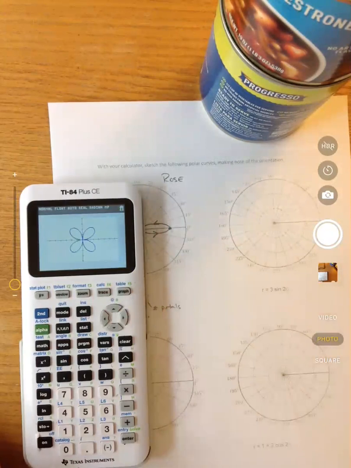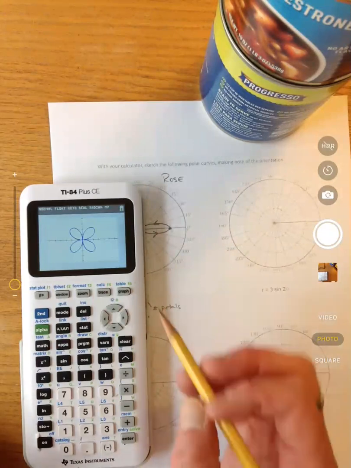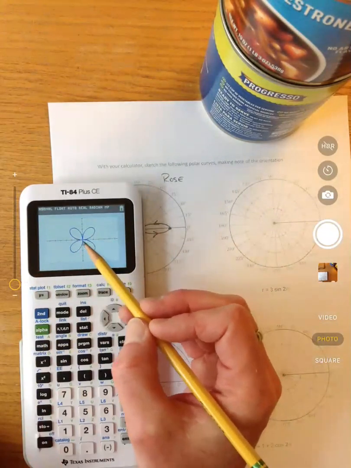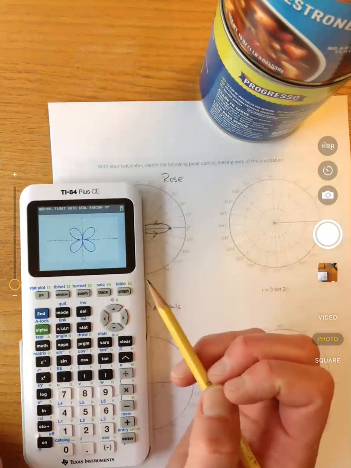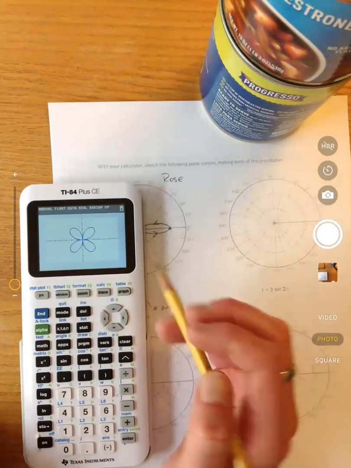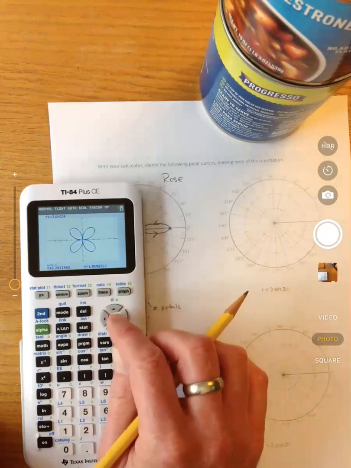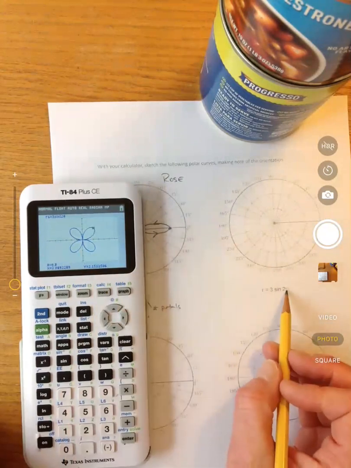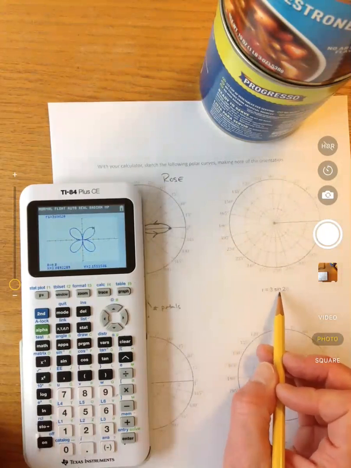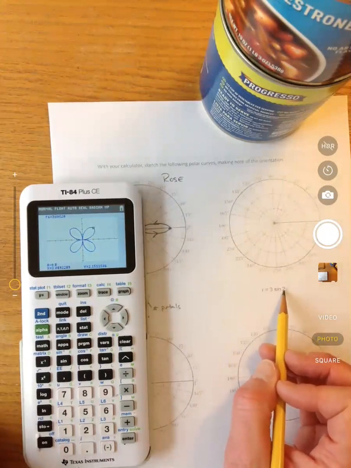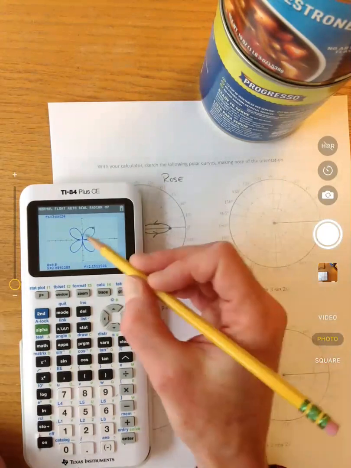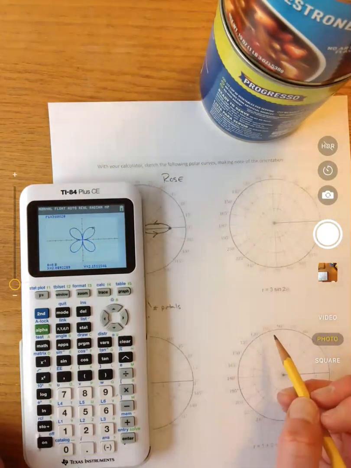Well, look at that. It's hard to tell, but you can see that this is going to be a length of 3. It's obviously longer than 2, and we could look at some of the coordinates and calculate some of those. In fact, if I hit trace, I would just have to put in probably 45 degrees into here. 45 times 2 is 90, sorry. Sine of 90 is 1. 1 times 3, that tells me I'm 3 units out. So it is a petal of 3.